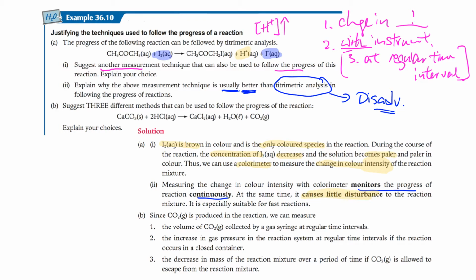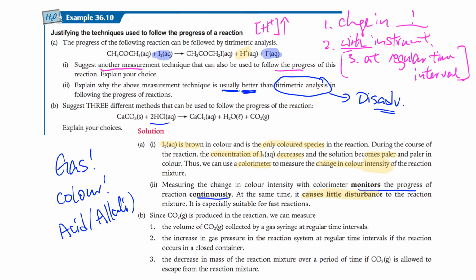So part B suggests 3 different methods that can be used to follow the progress of the reaction. Basically, you look for gas, you look for color, you look for acid and alkaline. This is the way that you're going to do it. We can see acid here, so we can use titrimetric analysis. We can see gas here. Volume, pressure, and also the mass, we'll be able to use. Do we have color change?